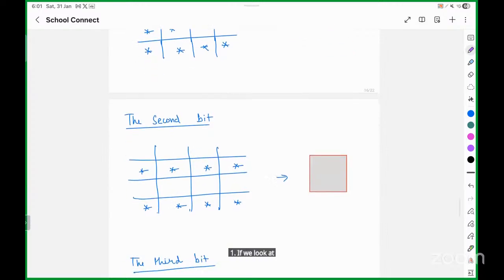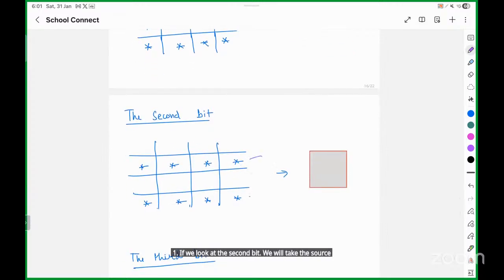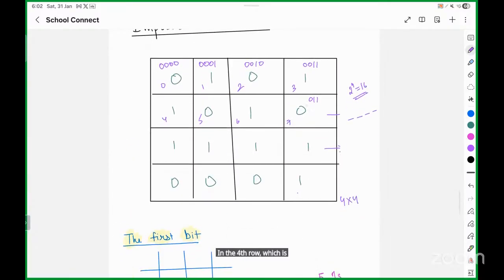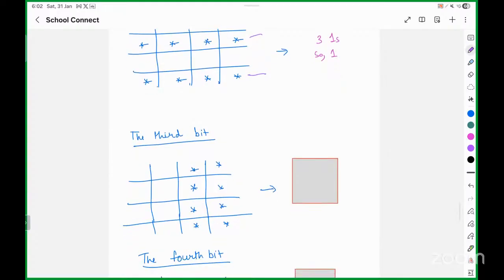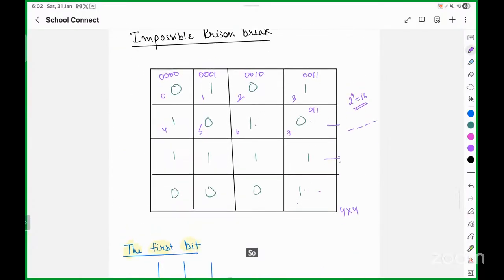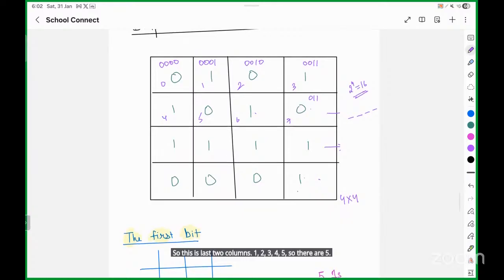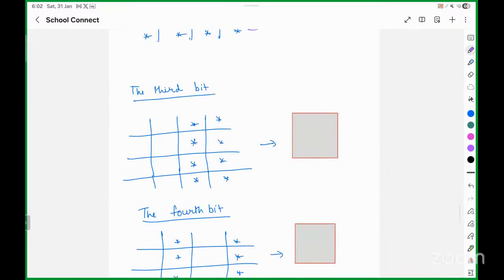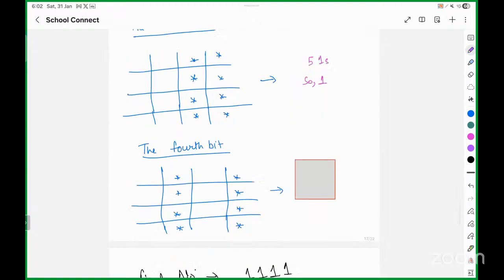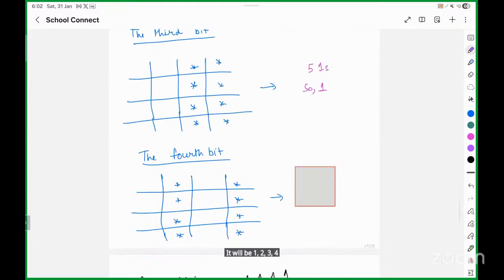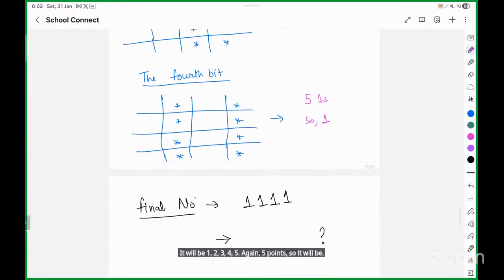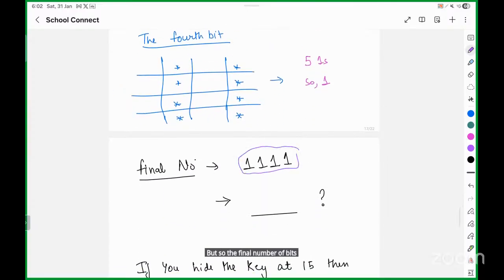For the second bit, we take the XOR sum of the second row and the fourth row, which is this and this. There are 1, 2, 3, three ones, so it will again be 1. The third bit is the last two columns: 1, 2, 3, 4, 5, five ones, so it will again be 1. The fourth bit: 1, 2, 3, 4, 5, again five ones, so it will be 1. So the final bits you are telling are 1, 1, 1, 1.